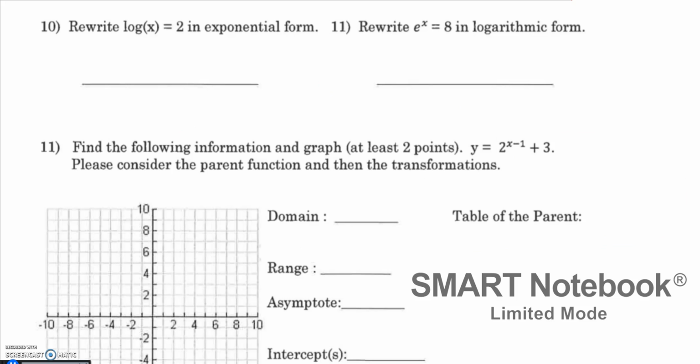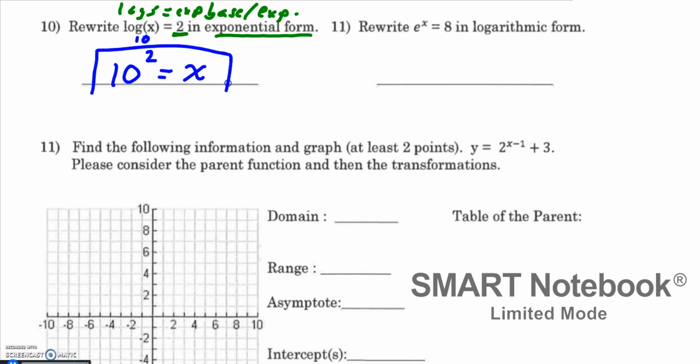10, rewrite log x equals 2 in exponential form. To rewrite it in exponential form, we need to think about what the base is and what the exponent is. Remember, logs equal exponents, so this number has to be the exponent. When I see a log just on its own, I assume that it's base 10. So in exponential form, my base is 10, my exponent must be 2, and that must equal x. So that would be my rewritten rule there.